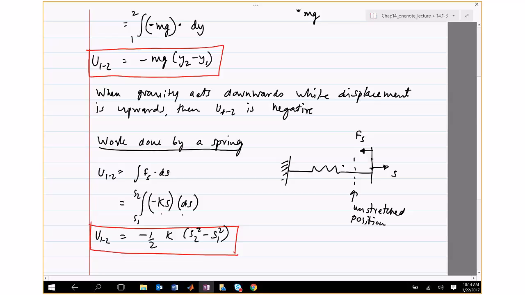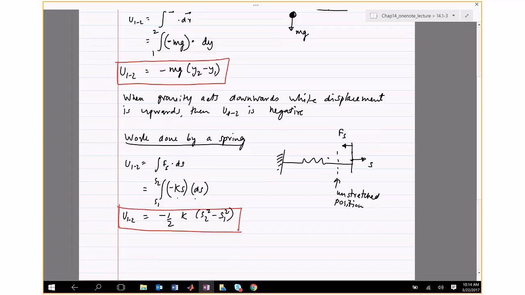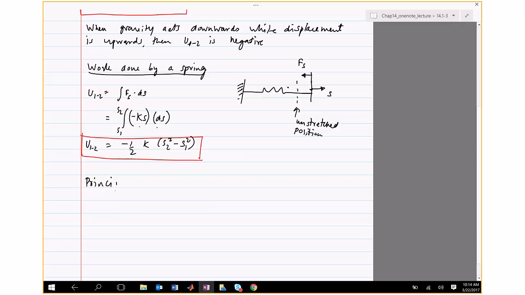Okay, so the final thing before we start solving problems is there's a principle, and this is a principle which we will apply again and again in this chapter in order to solve problems. So this is getting the energies and work done together. So it's called the principle of work and energy. Okay, the principle goes as this: T1 plus U12 is T2.